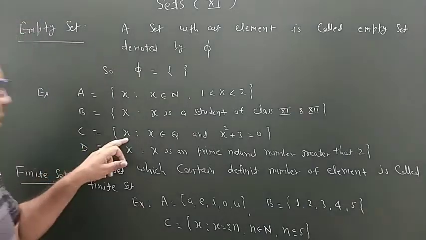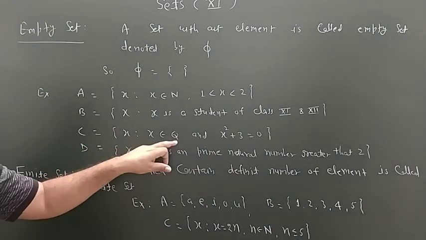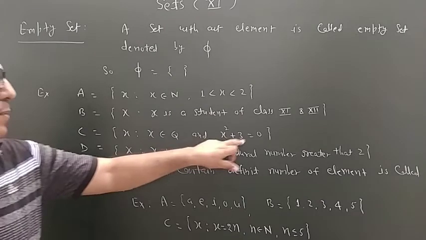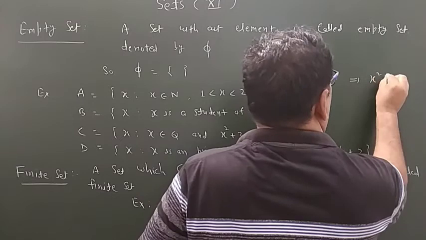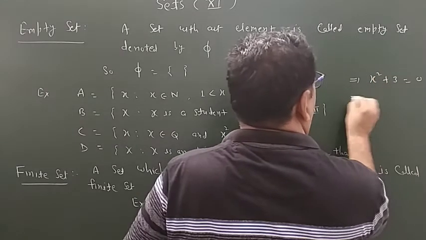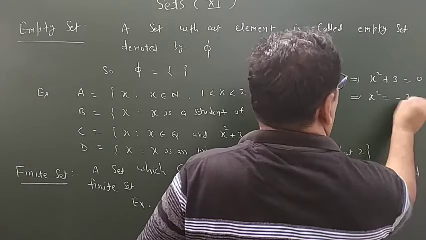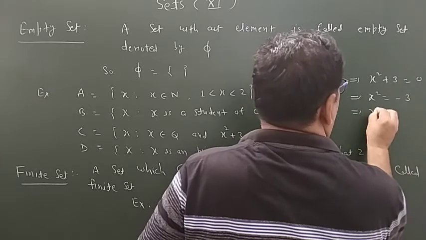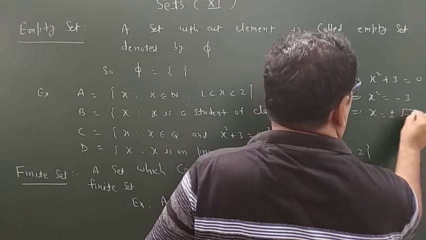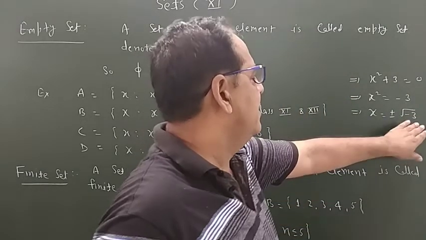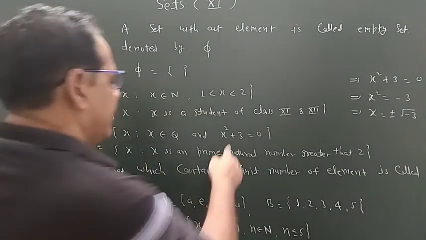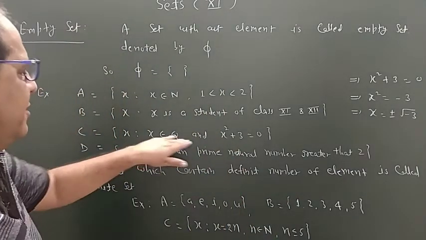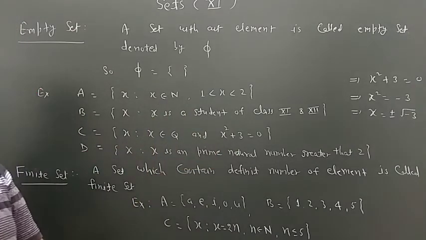C equal to {x : x is a rational number and x square plus 3 equal to 0}. If we solve this, x square plus 3 equal to 0, we have x square equal to minus 3. That means x equal to plus minus square root of minus 3, and this is an imaginary number here. So this is not a rational number. So this set is also an empty set.